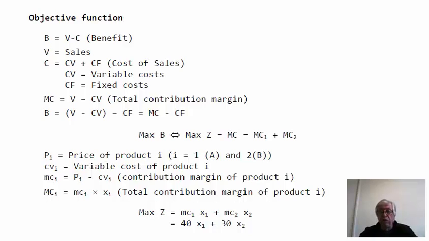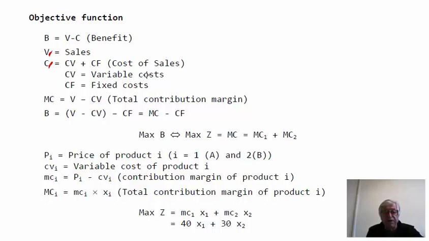So we are going to look with more detail to the benefit. We stated previously that the benefit was the difference between sales that we are going to represent by V, less the cost of sales, which we are going to represent by C. But we are going to split the costs in two parts. One that we call variable costs, and another one that we call fixed costs.